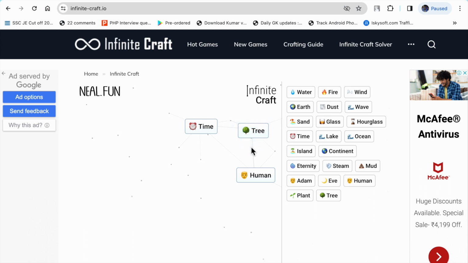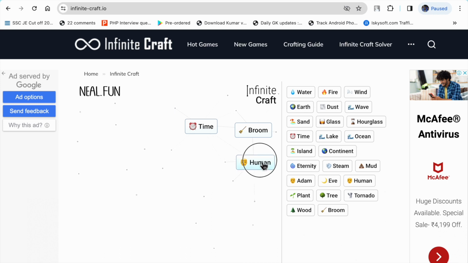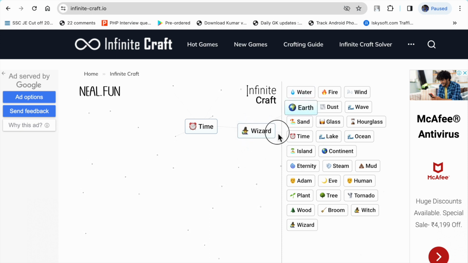Now plants plus plants. This makes tree. Now wind plus wind. This makes tornado. Tornado plus tree. This makes wood. Now wood plus dust. This makes broom. Now broom. This makes witch. Now witch plus human. This makes wizard.